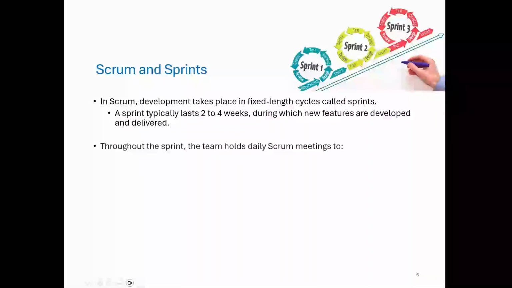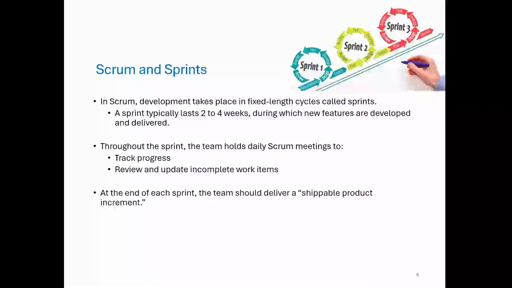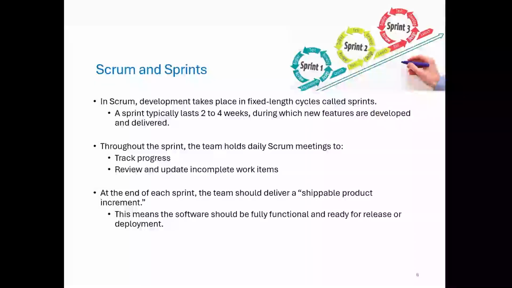One of the core structures in Scrum is the concept of a sprint, a focused development cycle where a team works toward delivering a usable piece of software. So let's break this down. What is a sprint? A sprint is a fixed length cycle, usually 2 to 4 weeks, though some teams may go up to 6 weeks depending on the context.